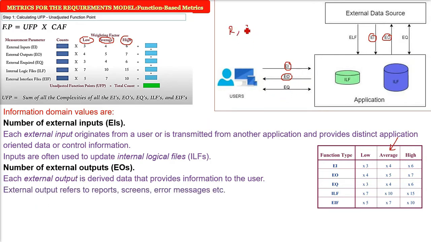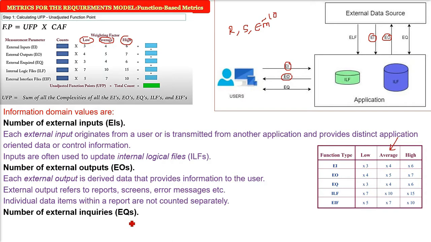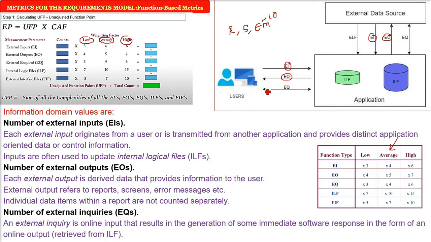So what can it be? It can be a report, it can be a screen, it can be error messages. If you have 10 error messages, you'll only compute 1. Number of external inquiries, EQs. Now an external inquiry is an input which gives you a software response as an output, which is actually coming from the ILF.